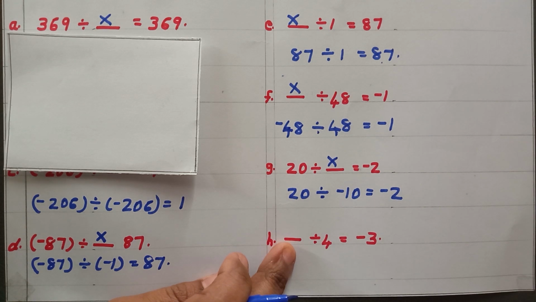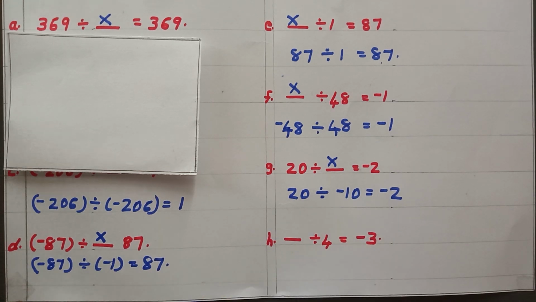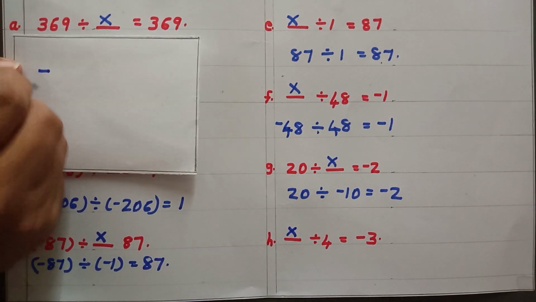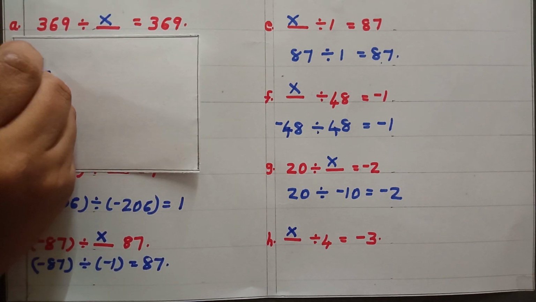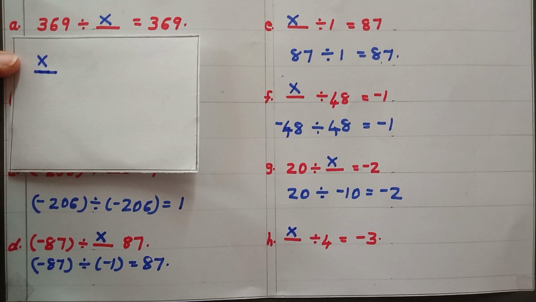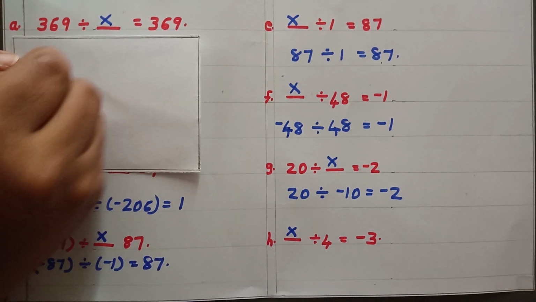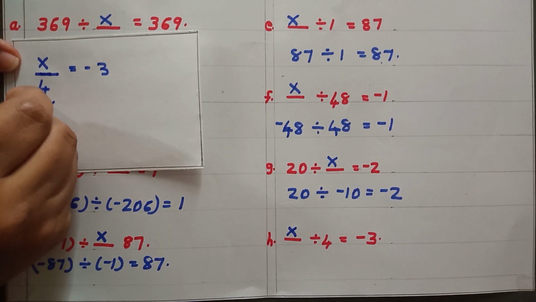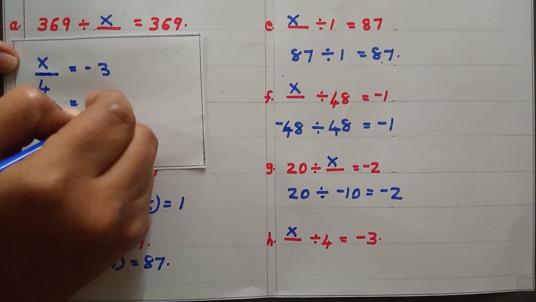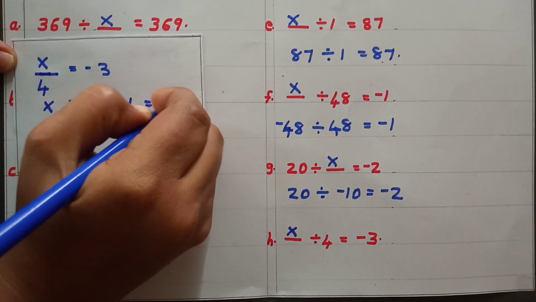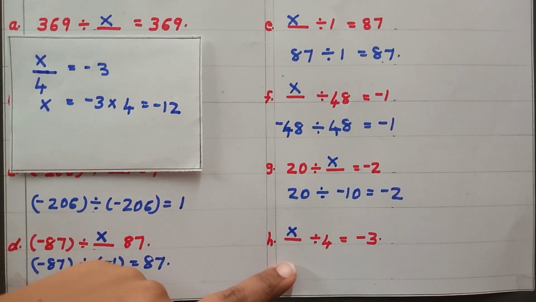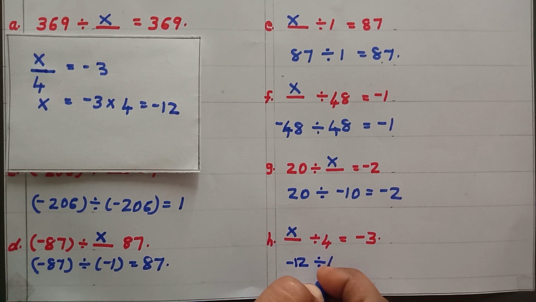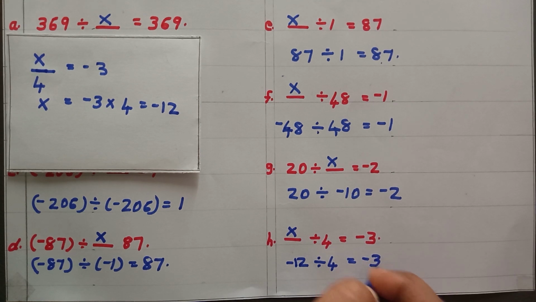Next one, dash divided by 4 equal to minus 3. Let this dash be x. So x divided by 4 equal to minus 3. X is equal to minus 3 into 4 equal to minus 12. So we can write down minus 12 here. Minus 12 divided by 4 equal to minus 3.